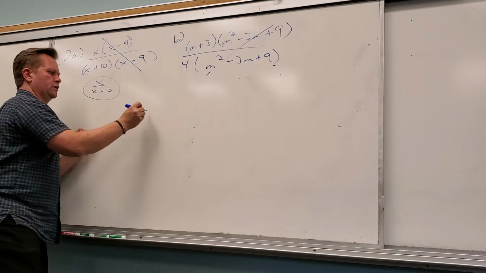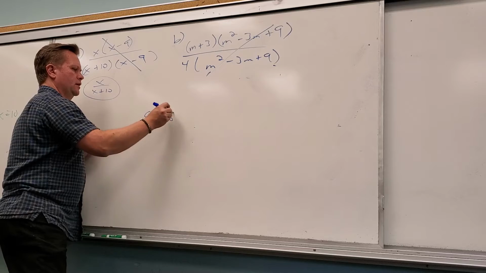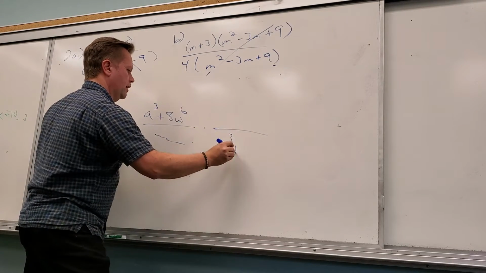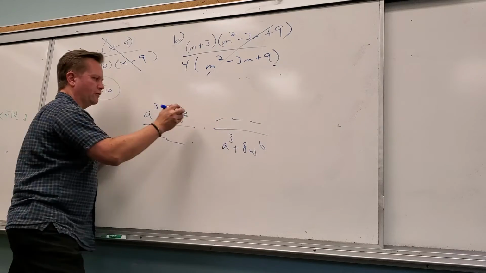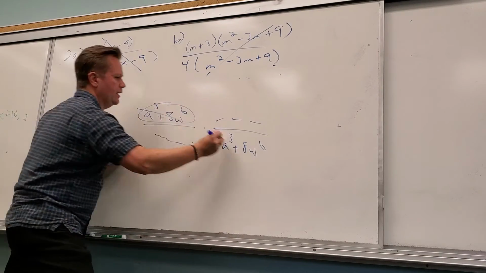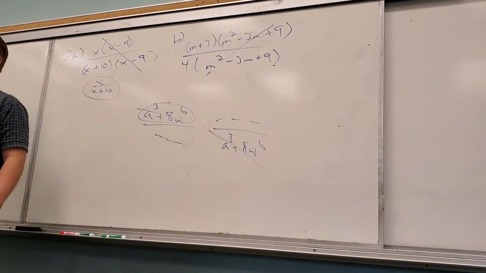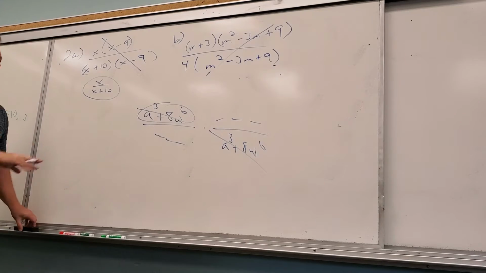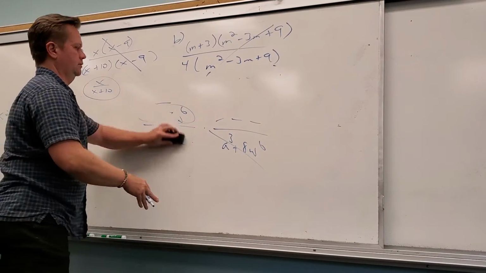So I was talking to somebody else, if I had something like a cubed plus 8w to the 6 over some stuff, and over here I had this and more stuff, do I have to factor this? I don't have to worry about it at all. It's dead. Bury it, cremate it. I don't know what its wishes were, but it's dead.